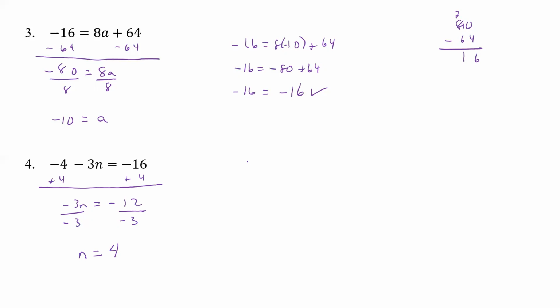So now let's check. Minus 4 minus 3 times 4 equals minus 16. So we have a minus 4 plus, now we have a negative 12 equals negative 16. And so negative 16 equals negative 16. So it does check out. Okay, so again, it doesn't matter which side your variable ends up on as long as you get it equal to some number, with only the number on one side and the variable on the other.